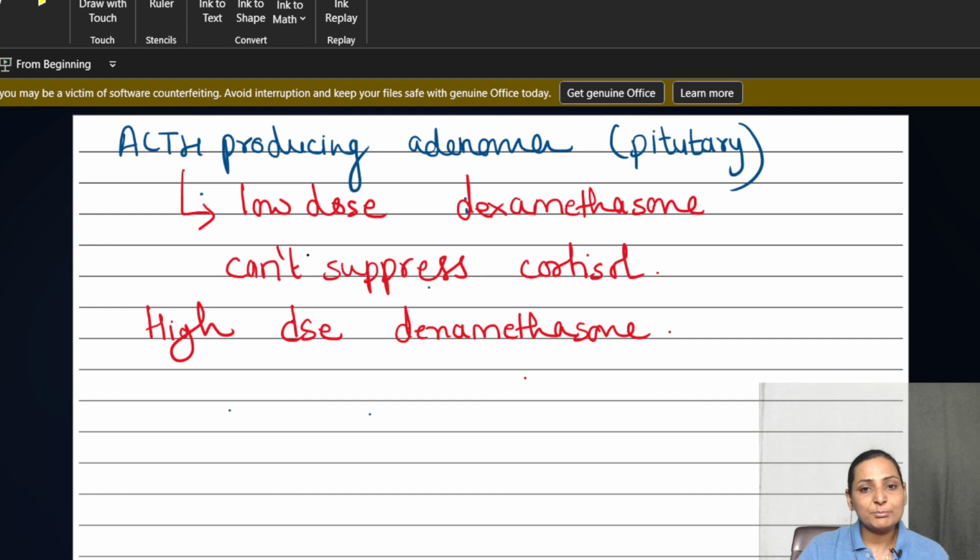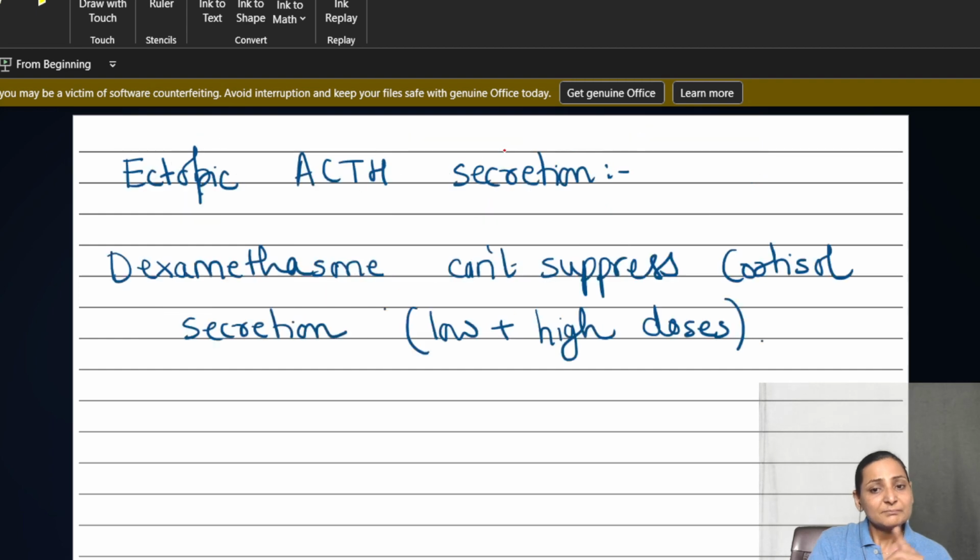In this condition, a low dose will not suppress if it is an ACTH producing adenoma, right? So if it is an ACTH producing adenoma and you give a low dose dexamethasone, again it will not suppress. But if you give a high dose dexamethasone, then it is going to be suppressing.